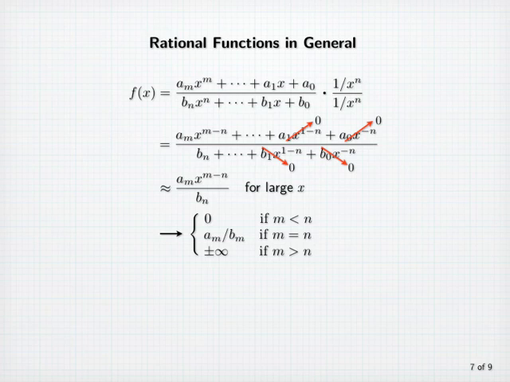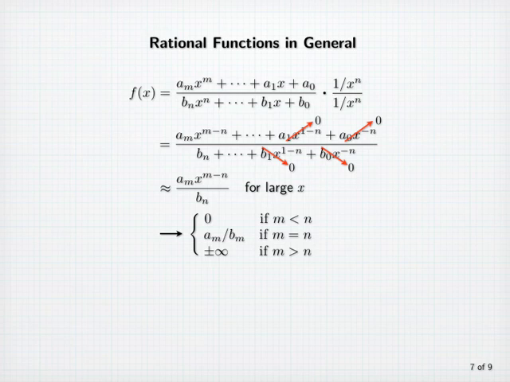So we have three cases. When the degree of the denominator is greater than the degree of the numerator, the limit as x goes to either plus or minus infinity will be 0. If the degrees of the numerator and the denominator are the same, then the limit as x goes to either plus or minus infinity will be the ratio of the leading coefficients. If the degree of the numerator is greater than the degree of the denominator, then the limit doesn't exist and the function will approach either plus infinity or minus infinity as x goes to either plus infinity or minus infinity.